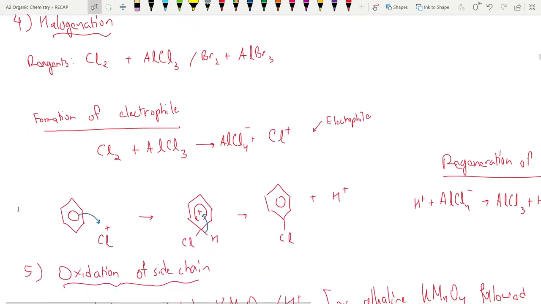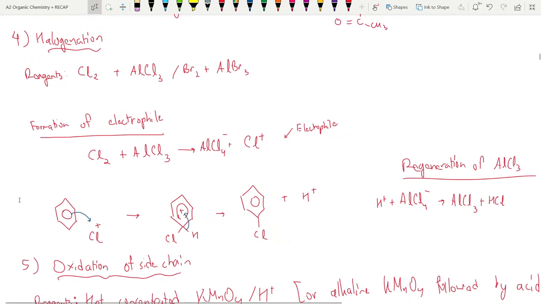The formation of the electrophile is shown over here. Chlorine reacts with the AlCl3 to form the Cl+ electrophile. The mechanism is the same, and at the end of the reaction, AlCl3 reforms again by H+ and AlCl4^- reacting to regenerate it.